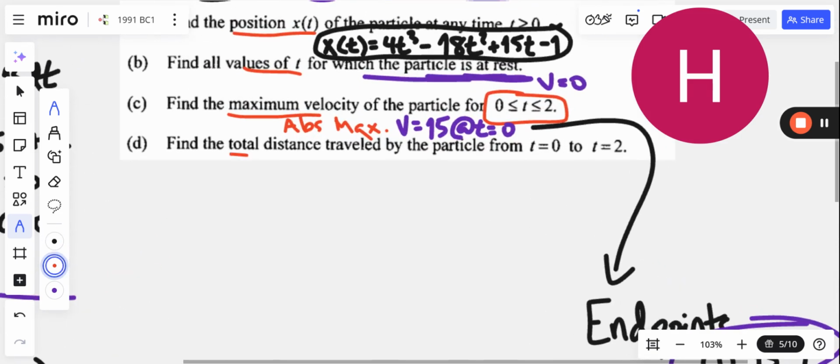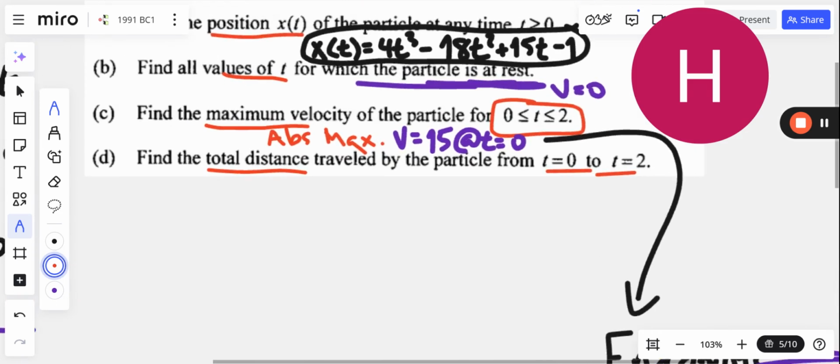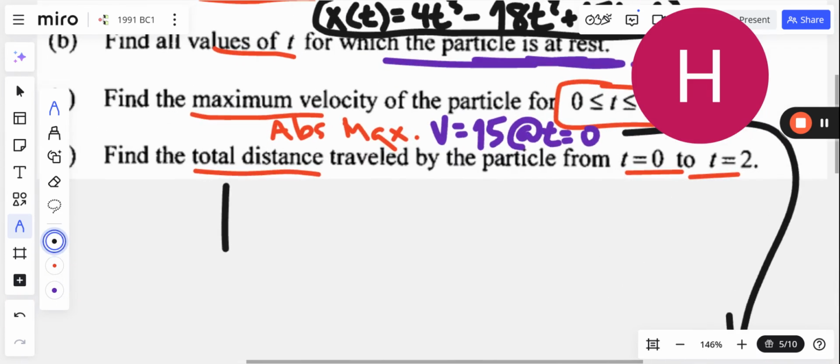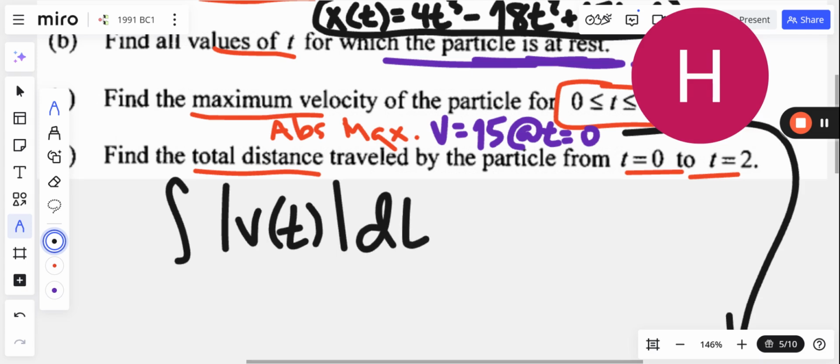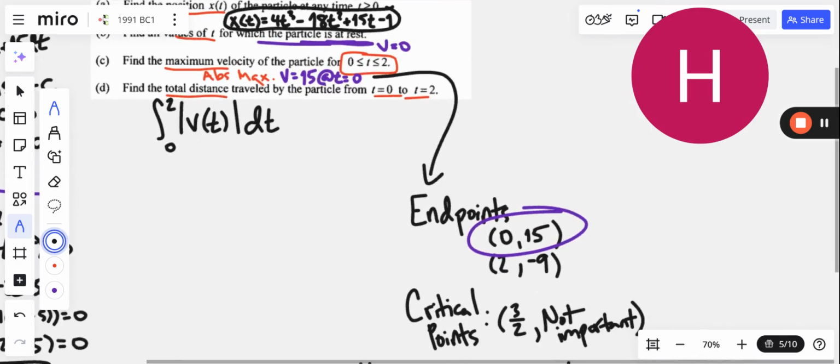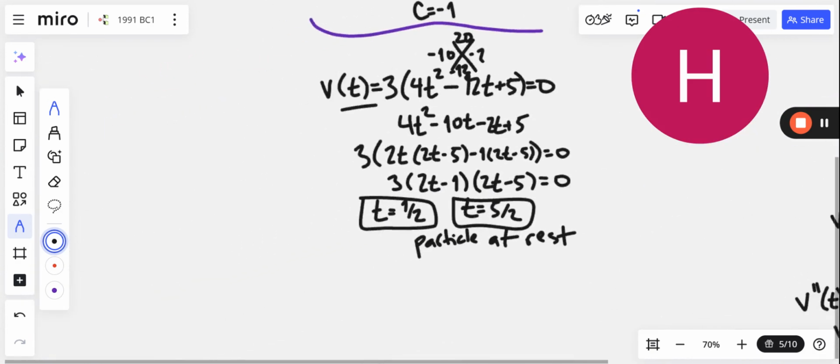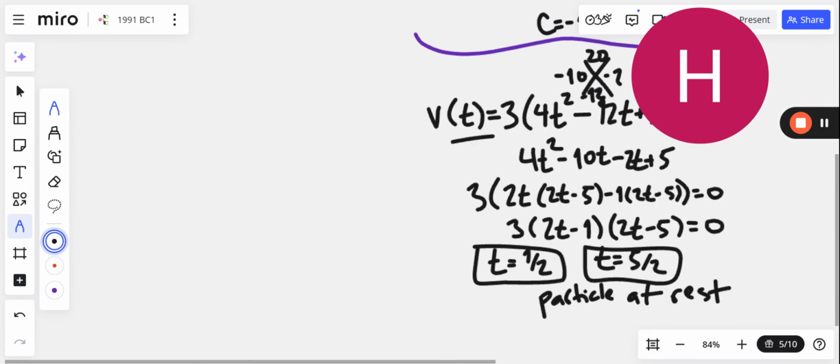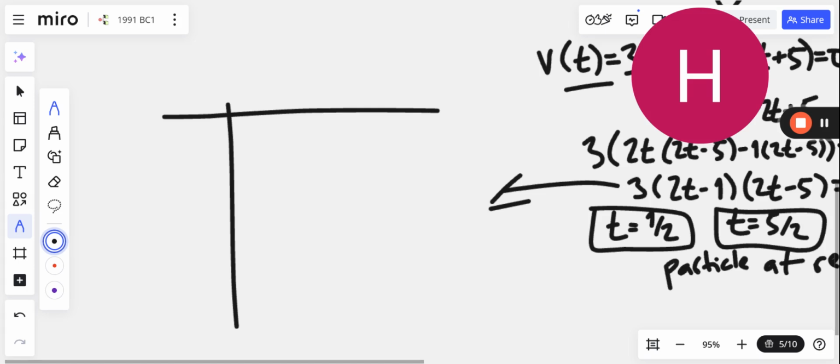Find the total distance traveled from 0 to 2. Total distance means we need to know the absolute value of the velocity. We need to know when is the velocity negative and when is it positive on this interval from 0 to 2. So we can do that by taking our factors, all the stuff that we moved, this velocity function, and we can go ahead and put this on a chart. Good old chart saves the day, as usual.